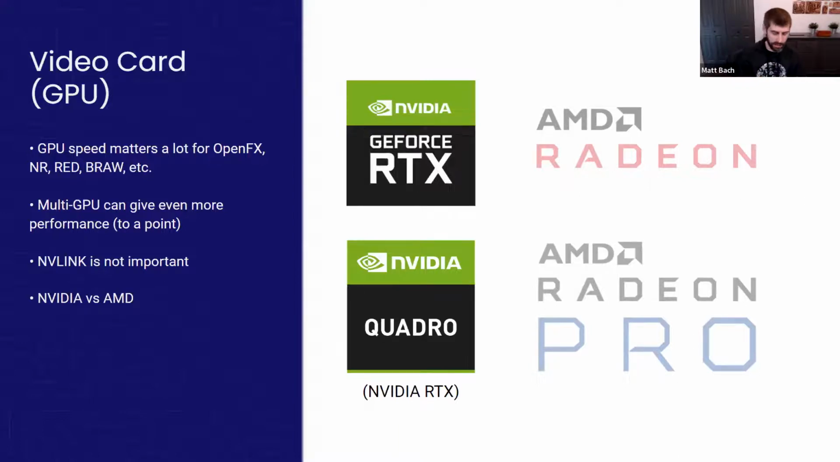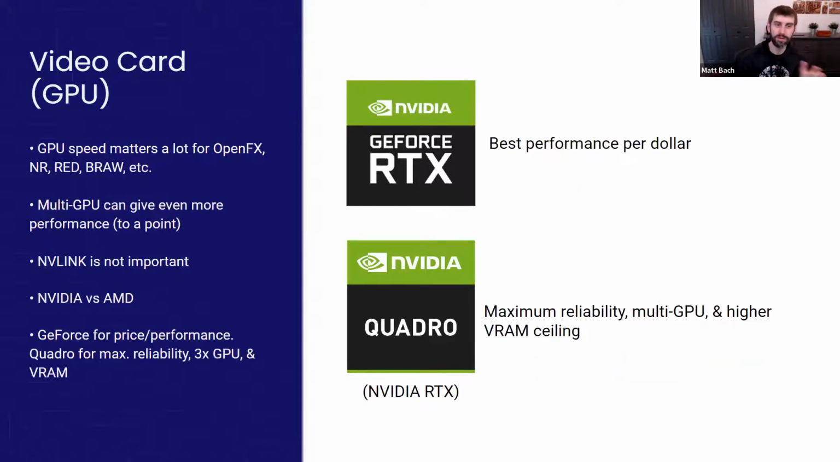And NVIDIA does have 2 lines. They have their GeForce line, and they have their Quadro line. Technically, they rebranded. That's now NVIDIA RTX. It's just very confusing because now we have NVIDIA GeForce RTX and NVIDIA RTX. So I still tend to call them Quadro. But between those 2 lines, it mostly comes down to GeForce: terrific performance for your dollar.